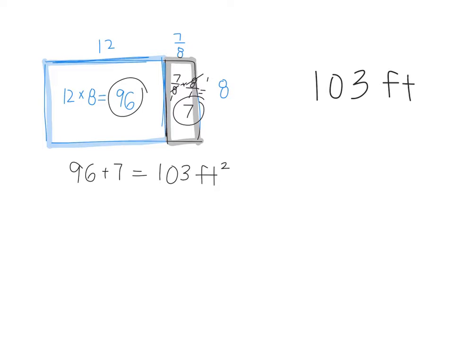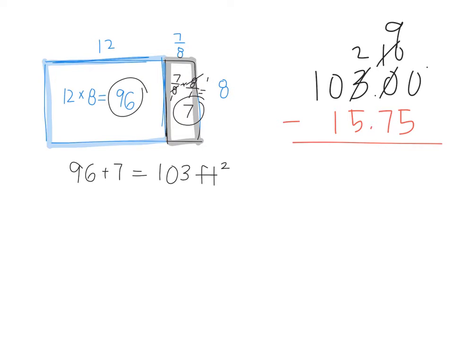How much was each window? 15. How much? 15.75 square feet. Okay, so how can I make that 103.00? Okay, now I need to regroup, right? So I have 2 of those, 10 of these. That doesn't help me, so I'm going to take 1 of those and make it 10 of those. Yes? Okay, what's 10 hundredths minus 5 hundredths? What's 9 tenths minus 7 tenths? What's 2 ones minus 5 ones? Can't do it. We need 2. So I'm going to turn that into 9, right?